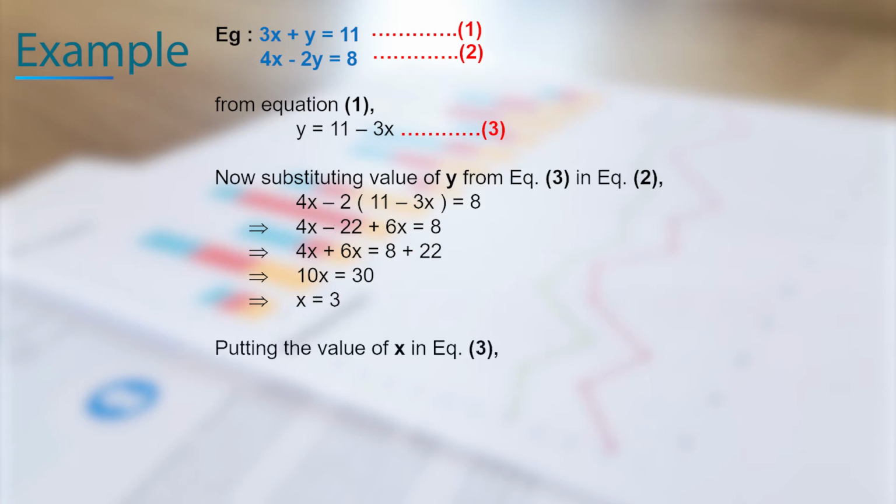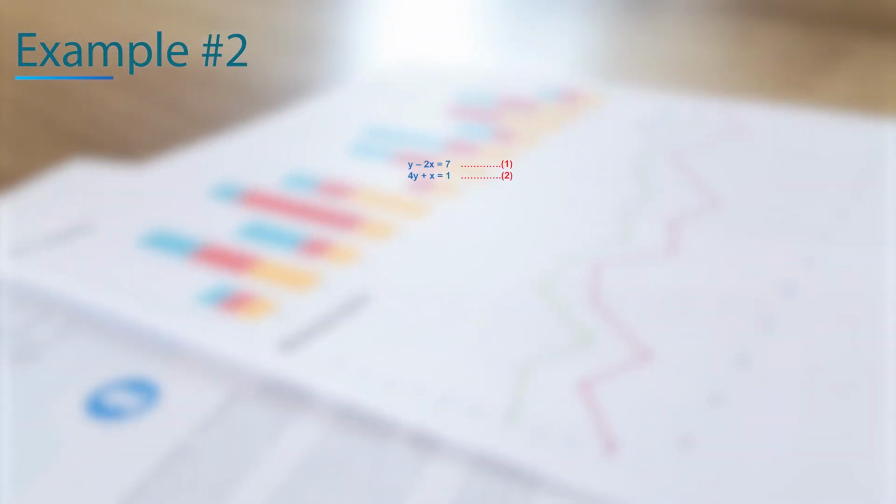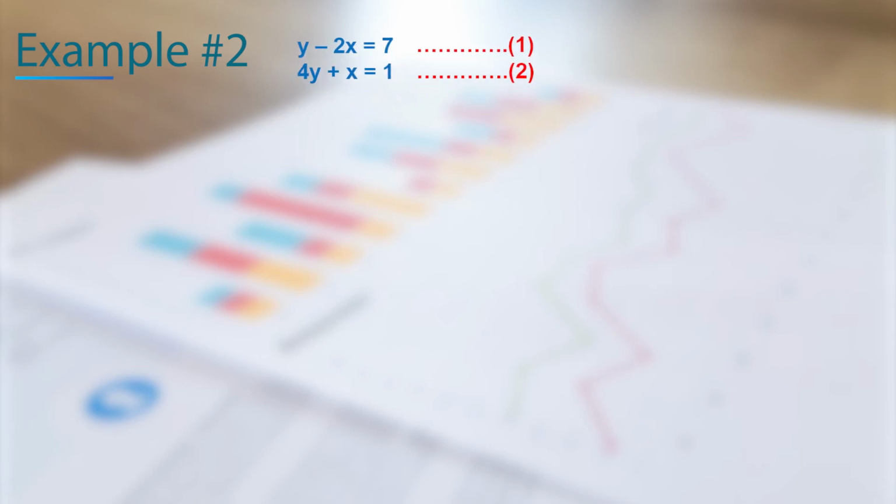Now once we get the value of one unknown variable, we can put this value in any of the given equations to find the other value. Now I am putting this value of x in equation number 3. So we have y is equal to 11 minus 3, inside the bracket the value of x as 3. On solving I get the value of y as 2. Hence we have the roots as x is equal to 3 and y is equal to 2. This is the substitution method. Let us see one more example of this method. Suppose we have the equations y minus 2x is equal to 7, 4y plus x is equal to 1.